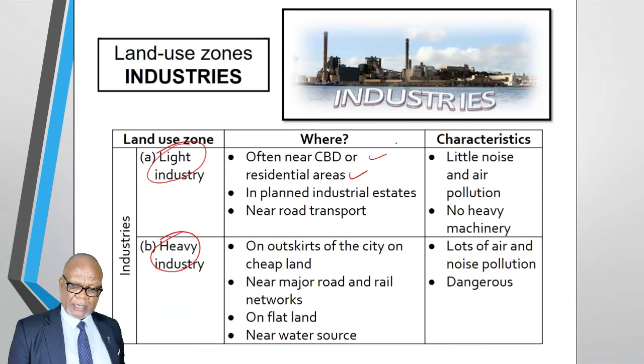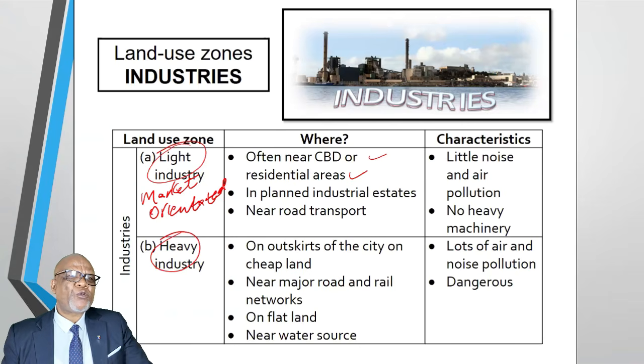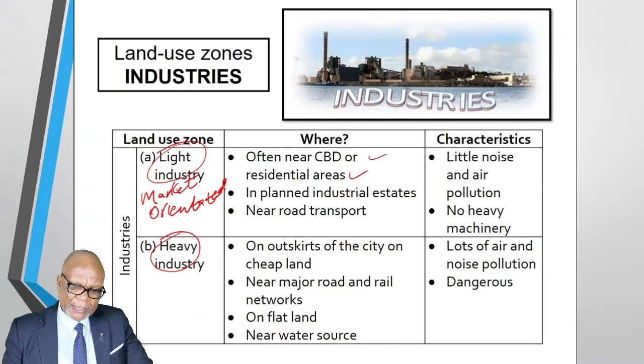So these are usually called market orientated. The light industries are usually called market orientated. Why do you call them market orientated? Because they are usually found closer to the residential area where there are customers, or they are found closer to the CBD where there are shops, which are also customers. So these are your light industries.